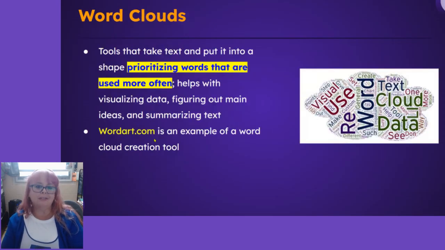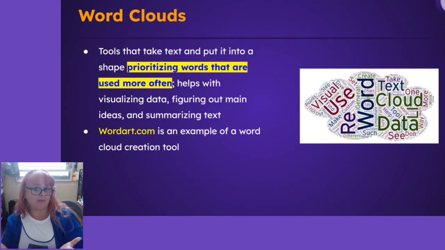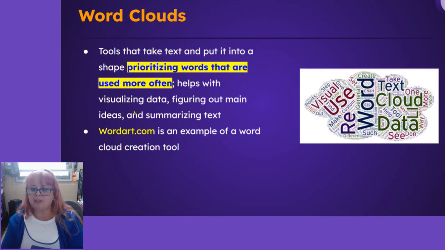Word clouds are tools that take text and put it in a shape, prioritizing words that are used more often. So the bigger the word, the more important it is in the text it came from. It helps to visualize data, figure out what main ideas are, and summarize text. I could look at this word cloud right here and know this is about using word clouds to visualize data.